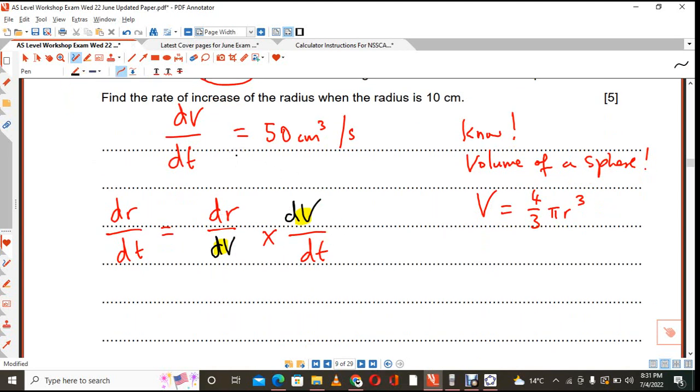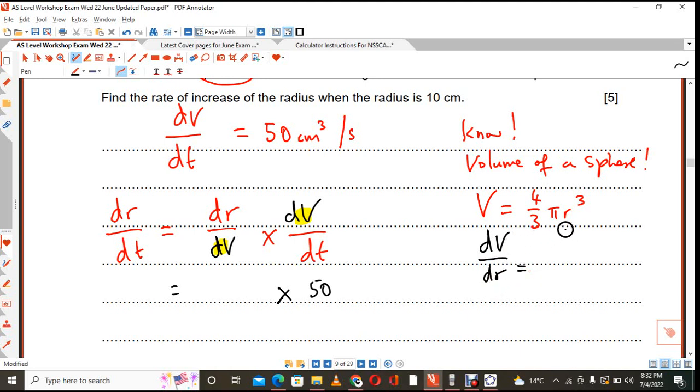Now let's look at what we have so far. Do we have dV/dt? Yes, we have dV/dt. dV/dt is 50 cubic centimeters per second. I'm just going to write the units now, like that. So what do I need? I need dr/dV. But here I have a problem. If I work this out, in order for me to find dr/dV, I must make r the subject of the formula, and that will be a horrible and very long way of looking at it. So let us find dV/dr.